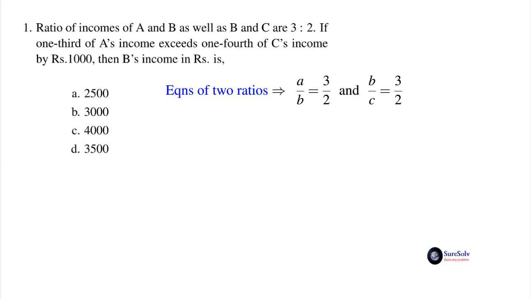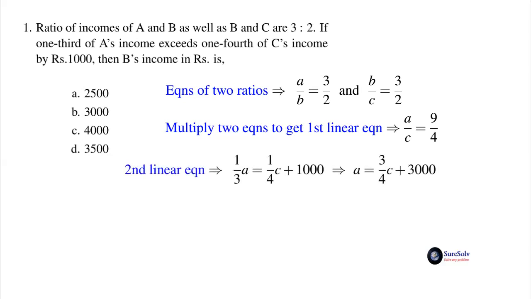Okay? The easiest way to get A by C in a ratio equation is to multiply the two given equations together so that B cancels out. As a result, you will get A by C equal to 9/4. Now we'll use the second condition that 1/3 of A is more than 1/4 of C by ₹1,000 to get the result as 1/3 of A equal to 1/4 of C plus 1,000, or A equal to 3/4 of C plus 3,000.